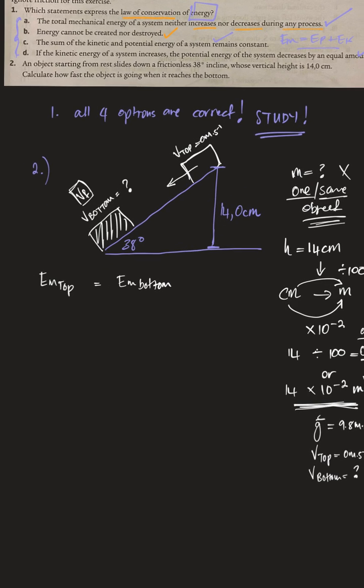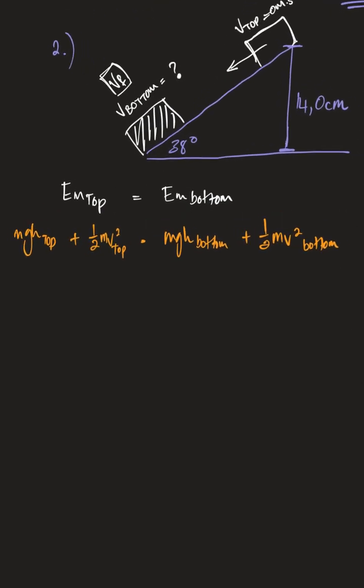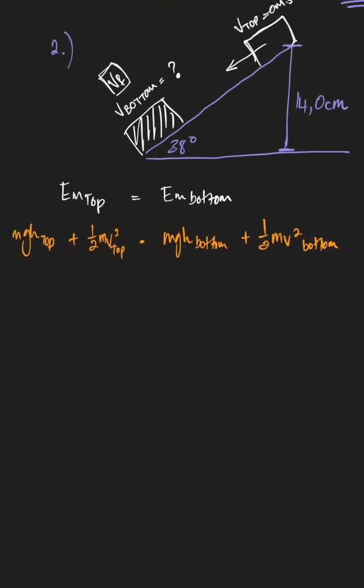So let's expand here quickly. I'm going to say mgh top plus half mv squared top is equal to mgh bottom plus half mv squared bottom. So that's my actual calculation. I'm just going to zoom in here, so we're going to lose a little bit of our information, but you would obviously have written down your information.